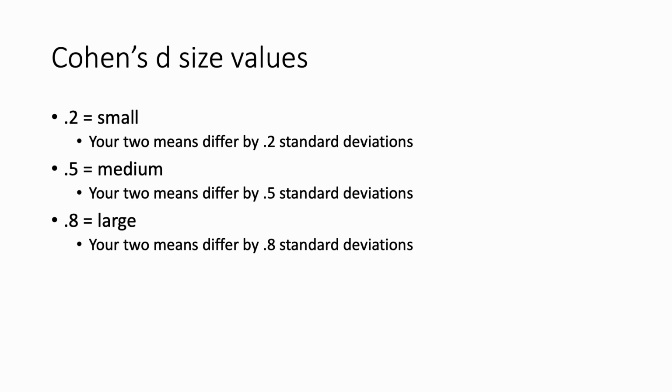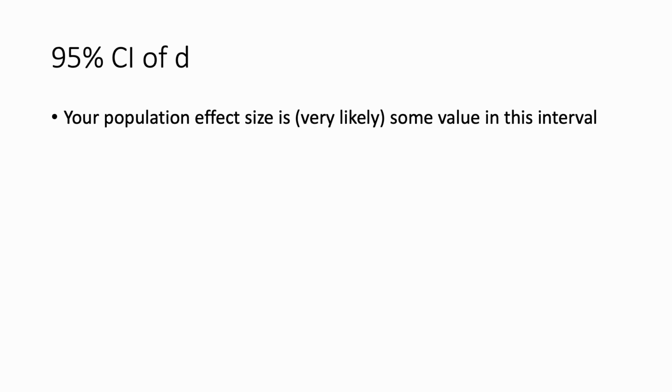Now, this is something everybody needs to know, and it's fine to know this, right? What is an effect size? Small, medium, and large. Cohen's d of 0.2 is small, 0.5 is medium, 0.8 is large. And they differ by those many standard deviations. Our 95% confidence interval of Cohen's d tells us our population effect size, or our population Cohen's d, is very likely one of the values in the interval.